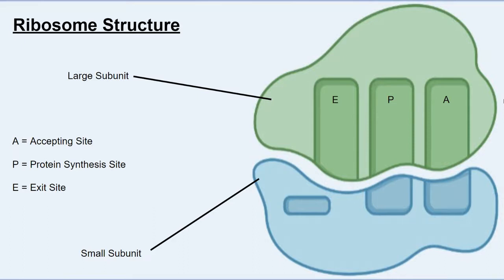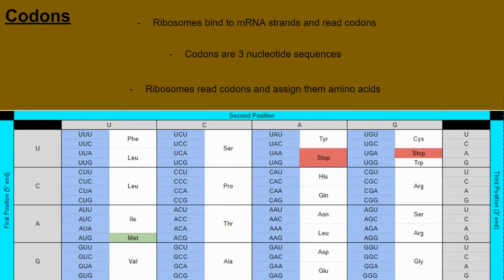Like I said before, ribosomes synthesize proteins, and they do this through translation. To translate mRNA, the ribosome binds to an mRNA strand and reads it in a three-nucleotide sequence called a codon. There are 64 different codon combinations, which code for 20 different amino acids. This is a typical amino acid table, but you don't really have to worry about memorizing it. You'll almost always be provided with one.